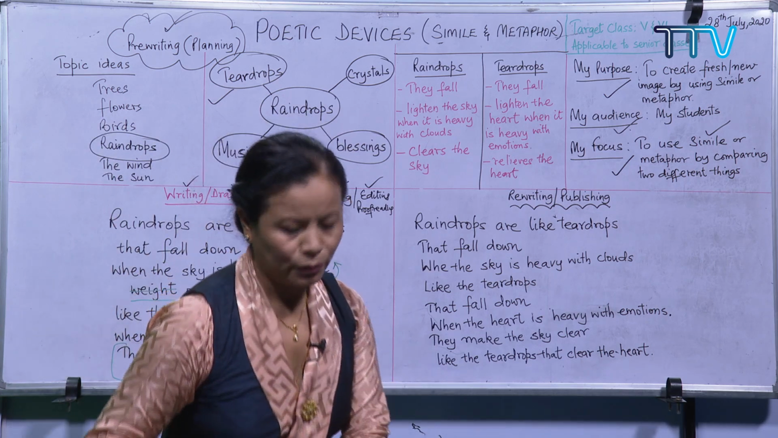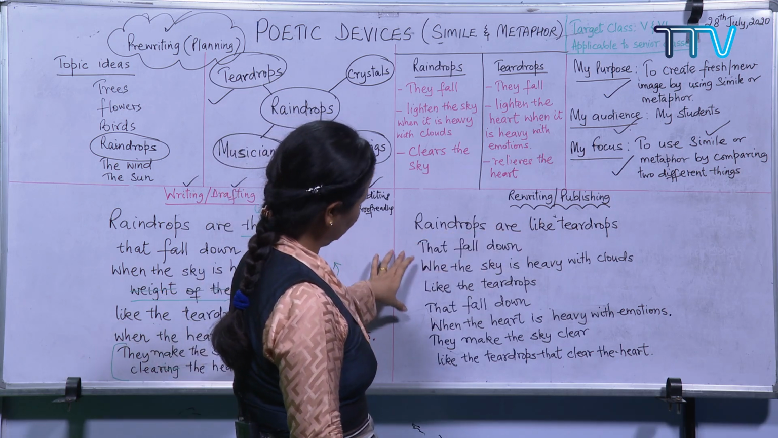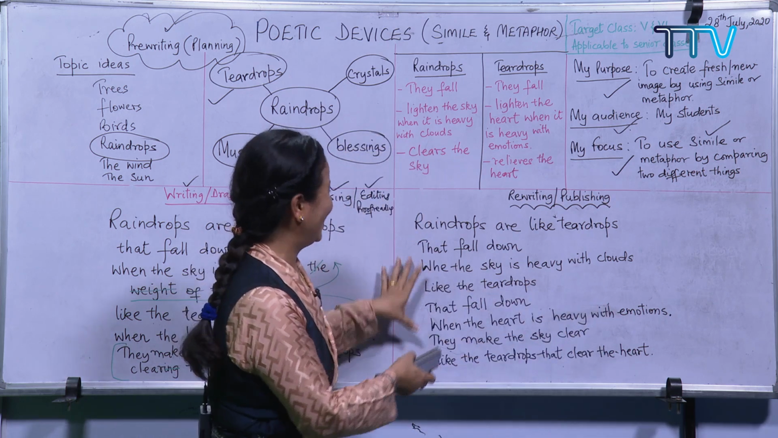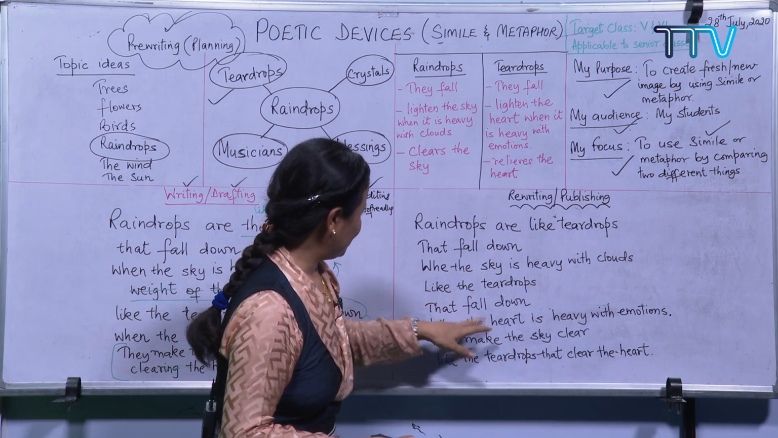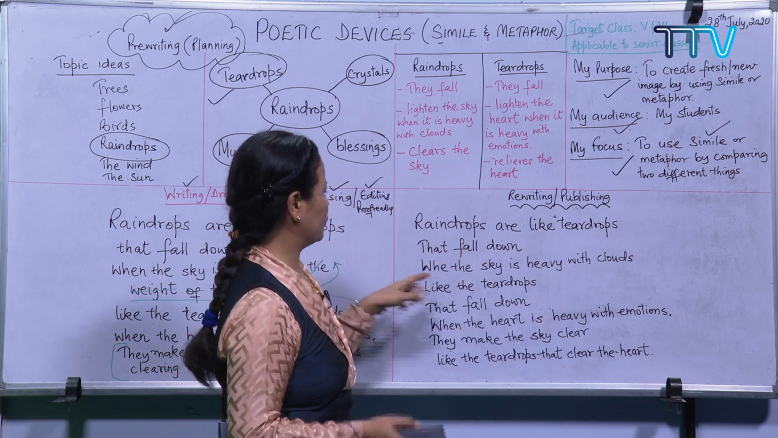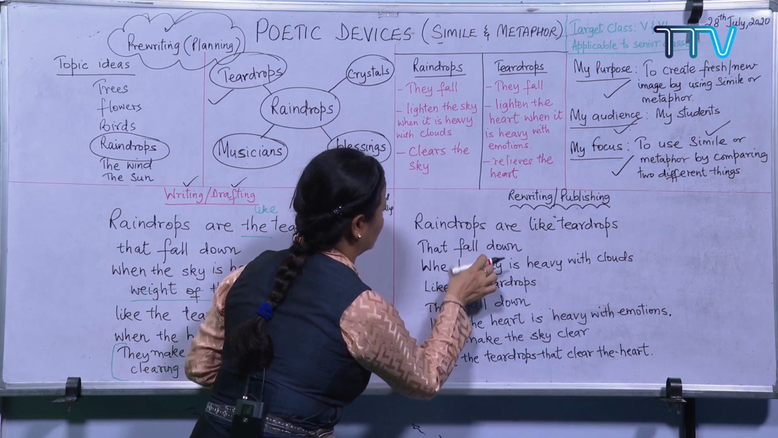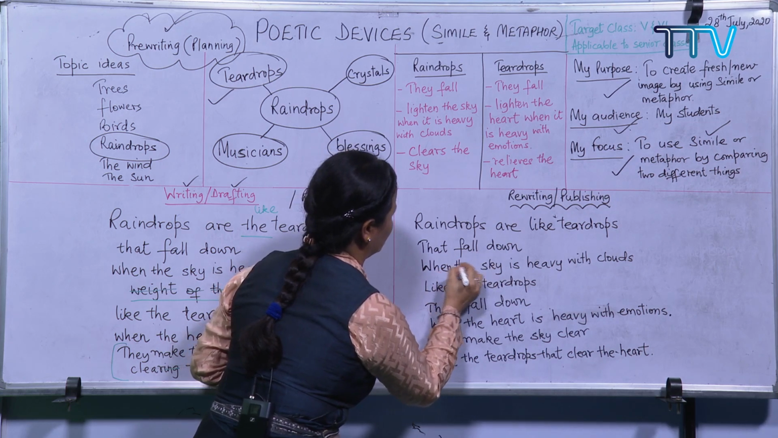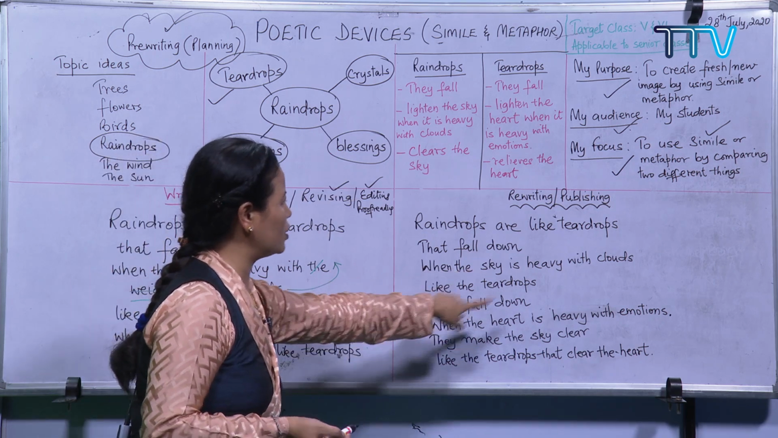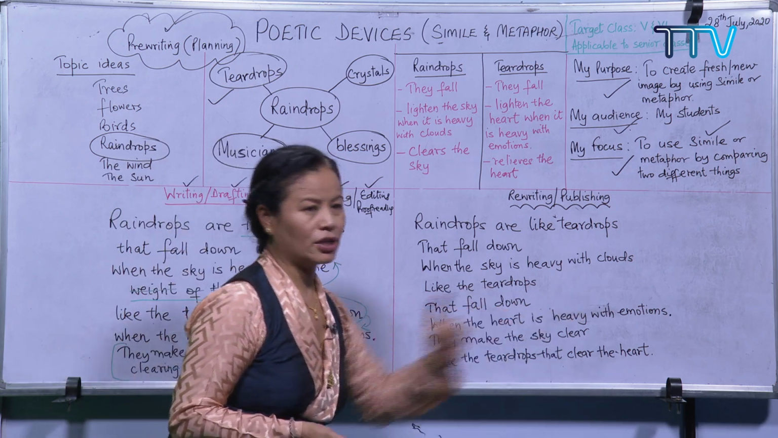So, what do you find here? Raindrops are like teardrops. Okay, sorry, it's not very good, but I think it's visible, right? Raindrops are like teardrops that fall down. So it's always good to read again, right? An "n" is missing. Okay, when the sky is heavy with clouds, like the teardrops that fall down. Okay, when the heart is heavy with emotions.